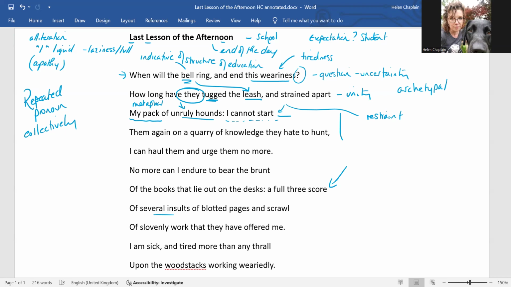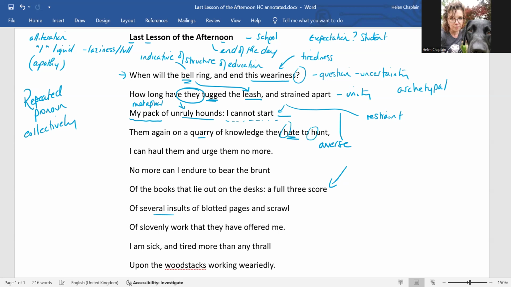There is that reluctance, there is that drag on the idea that he can't get anything going, right? "I cannot start them again on a quarry of knowledge they hate to hunt." A quarry is the thing that you're chasing. So he's extending this metaphor into these dogs: I can't start them chasing something that they don't want to chase. In fact, it's more than they don't want to, they're actively averse to it. "They hate to hunt it."